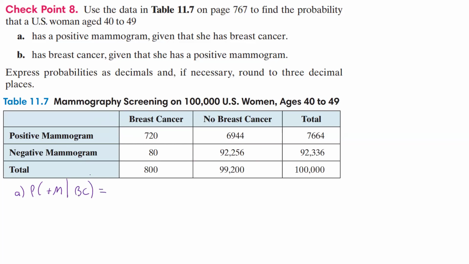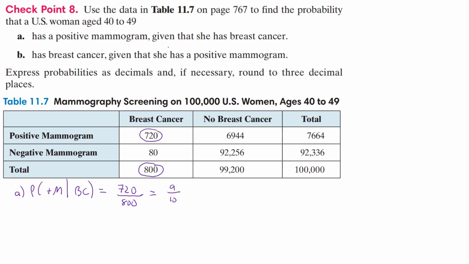All right. So if they have breast cancer, how many is possible for that? Well, there's 800 possible with breast cancer. So we know our denominator is 800. Now, how many of those have a positive mammogram? Well, 720 have a positive mammogram. And so if we reduce that, that's going to be 72 over 80. So that's going to be 9 over 10.